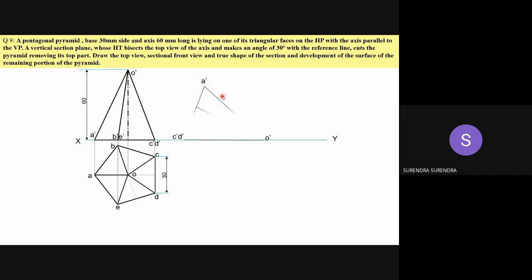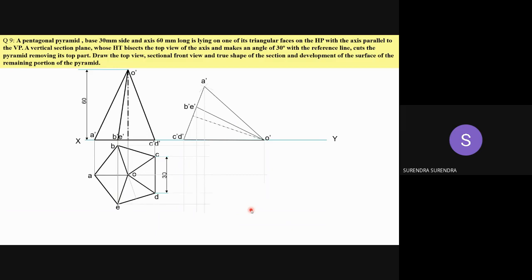Join AO and DO. Transfer the remaining 2 points also with the distance from D. From D, draw an arc with the distance C, and we will get that point. From D, draw an arc with the distance B, and we will get the point B. This is the position when the pyramid is resting on one of its triangular faces. The axis is inclined to HP. Now, draw the projections from the front view to the top view, and parallel lines from the initial top view.